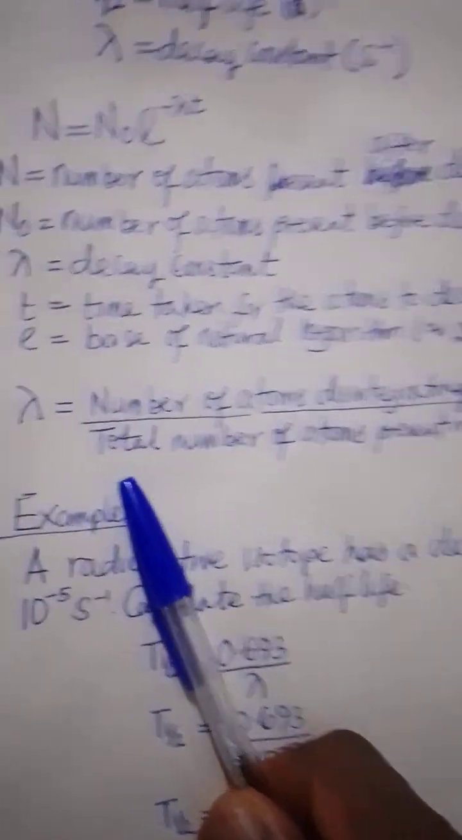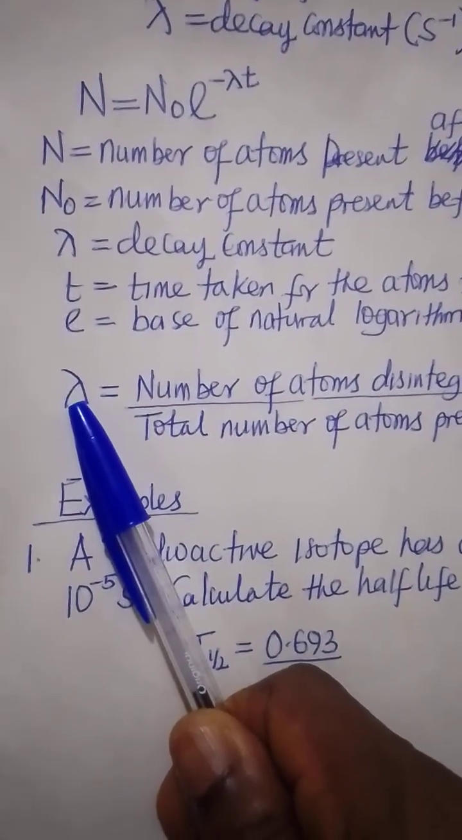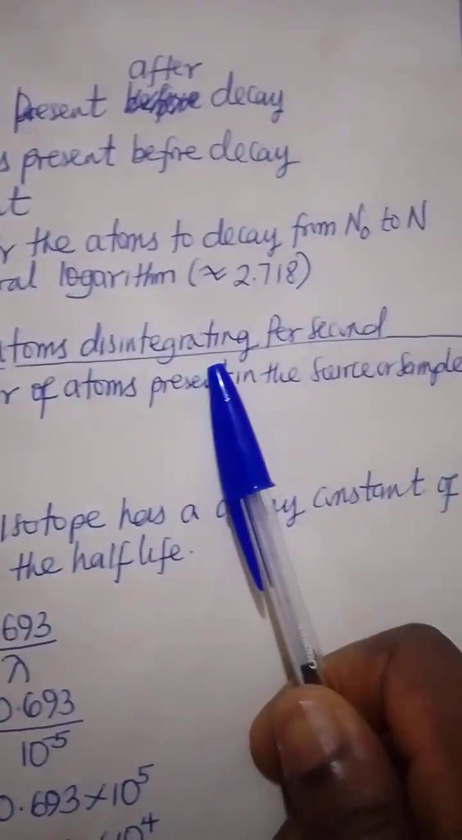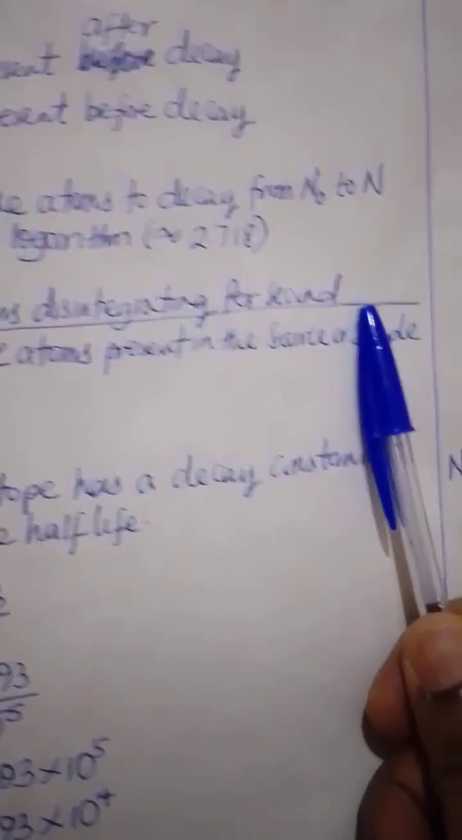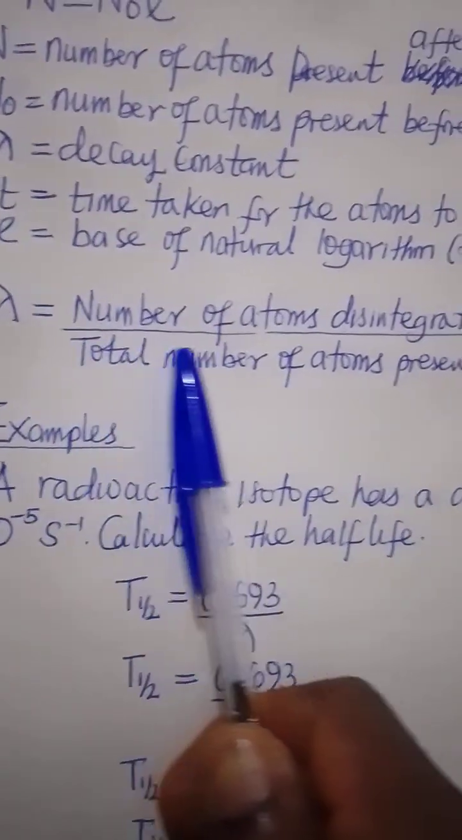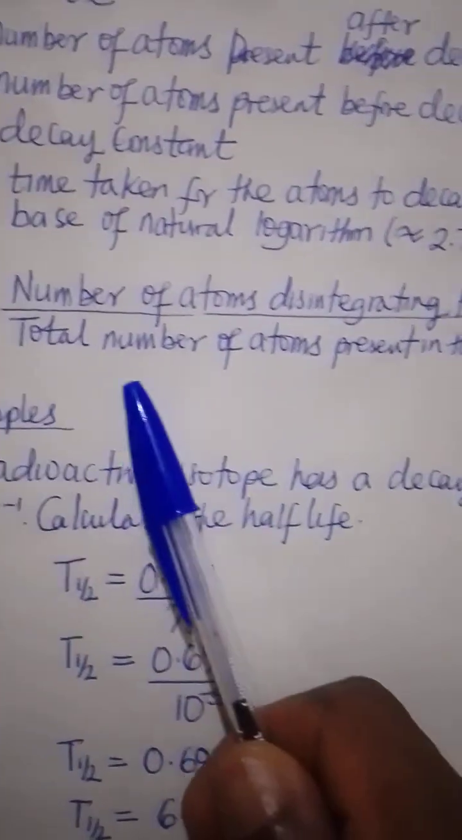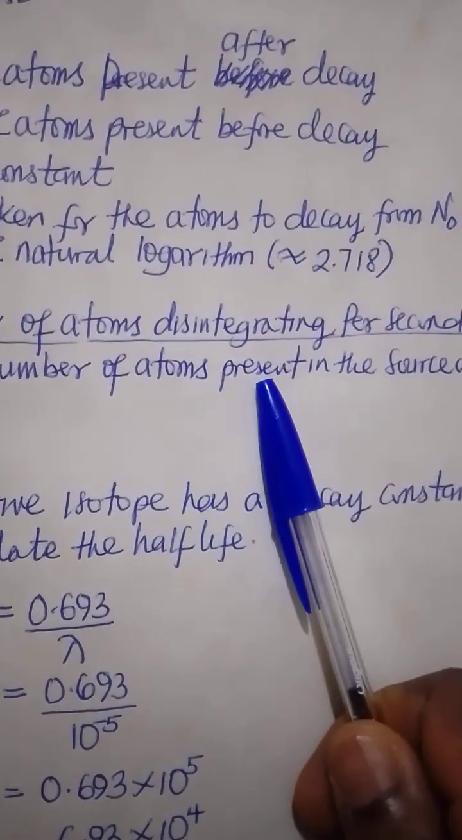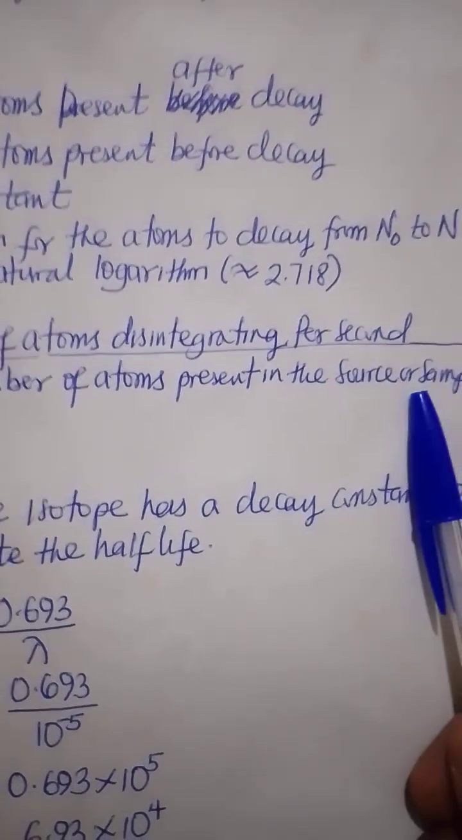This will take us to another formula, that is our decay constant is the number of atoms disintegrating, decaying per second, all over the total number of atoms present in the source.